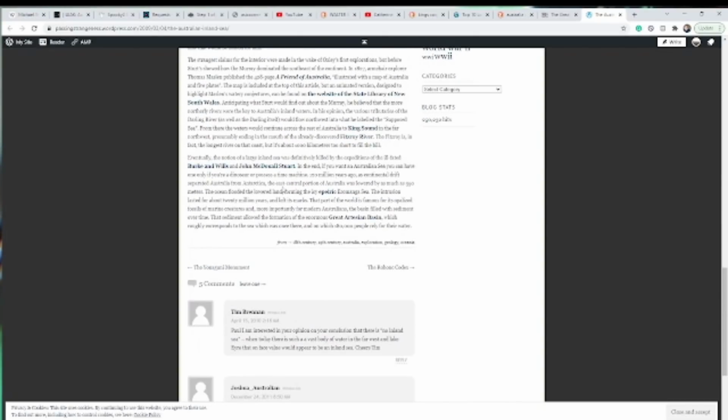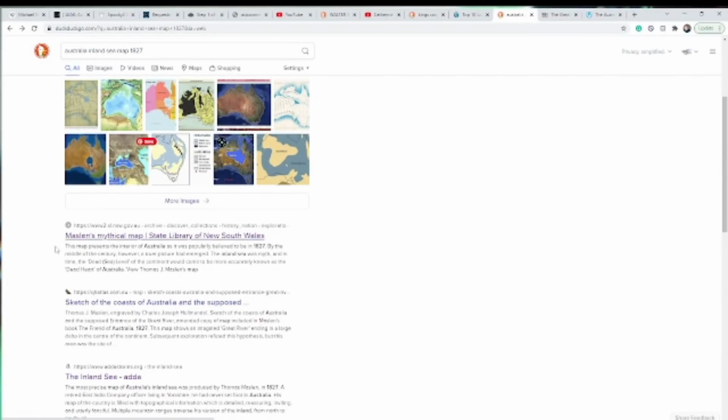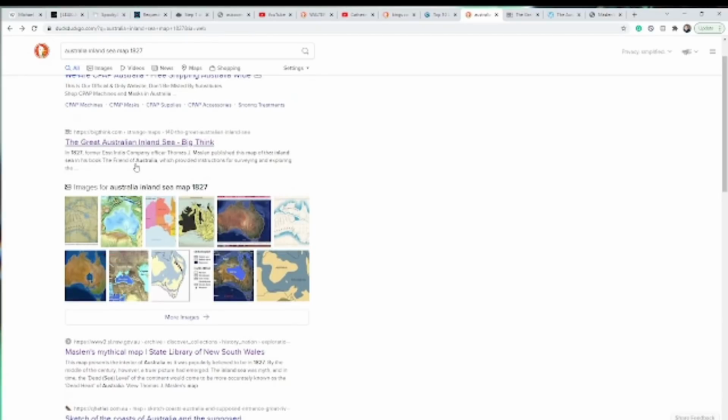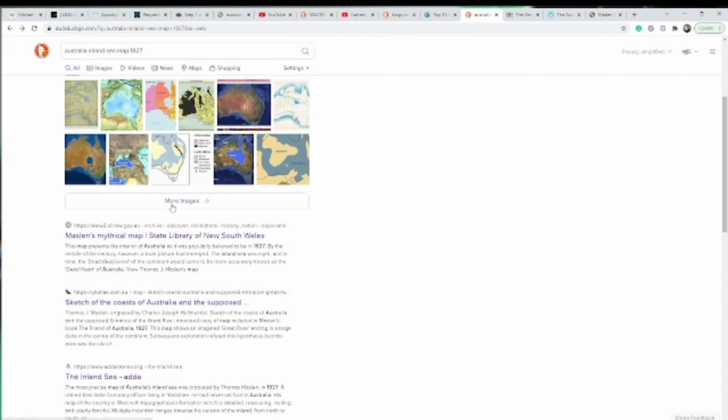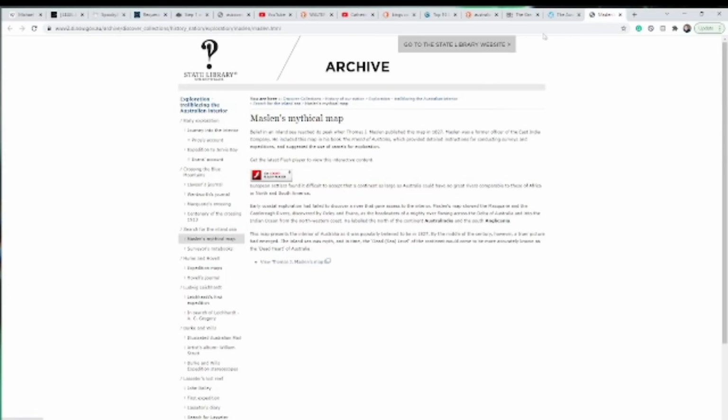But basically, what the story is here, and you'll see here, is they say it's all a mythical map. They call him an armchair cartographer, I guess. Basically, they say he never went to Australia, and this was all based on theories and hearsay, and there was no evidence that there was ever an inland sea, and that's basically the official story.